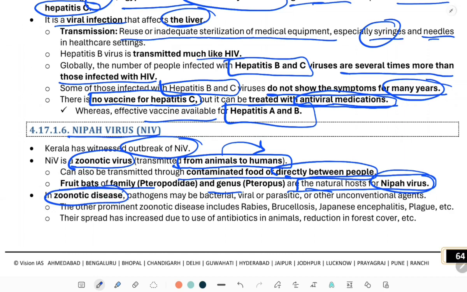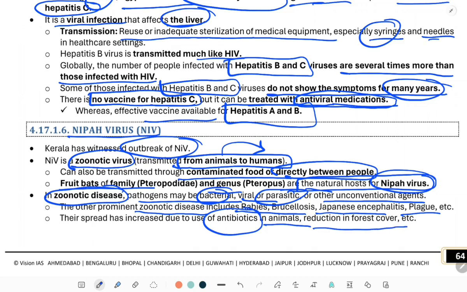In zoonotic diseases, pathogens may be bacterial, viral, parasitic or other unconventional agents. The other prominent zoonotic diseases include rabies, brucellosis, Japanese encephalitis and plague. The spread has increased due to the use of antibiotics in animals and reduction in forest cover.